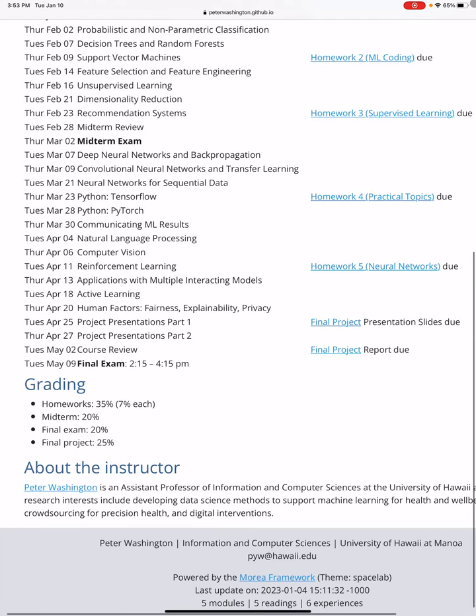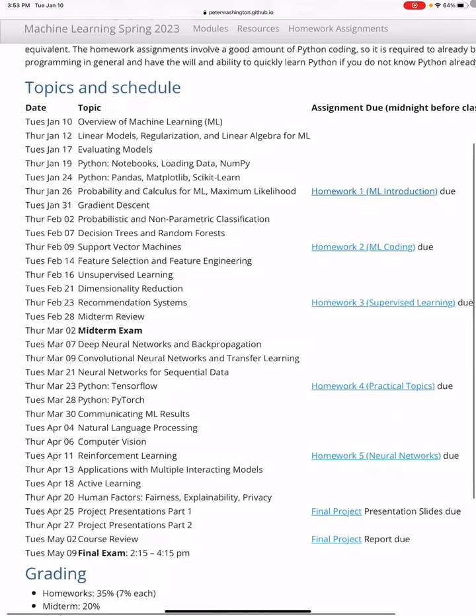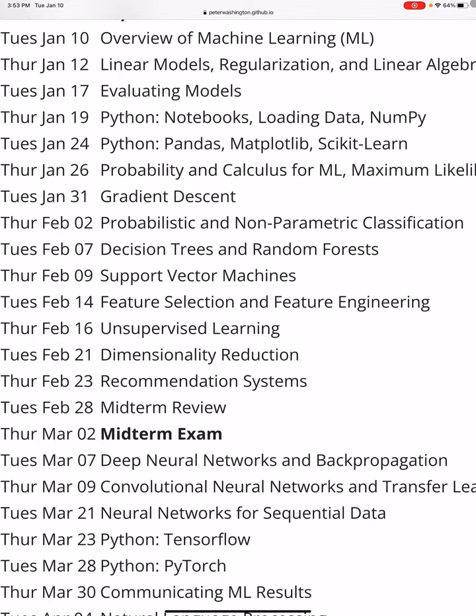When you said that at the end of January we're going to get into the learning, which class is that? That is the gradient descent class.